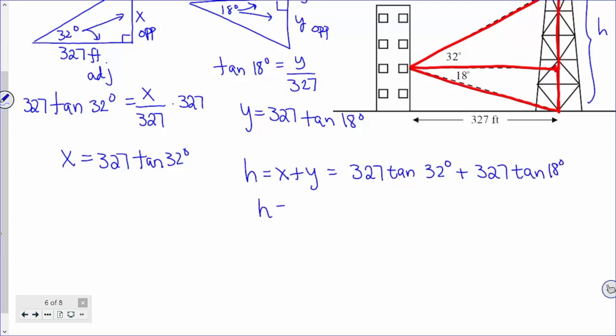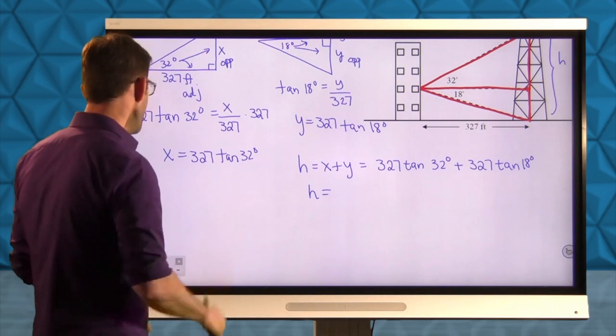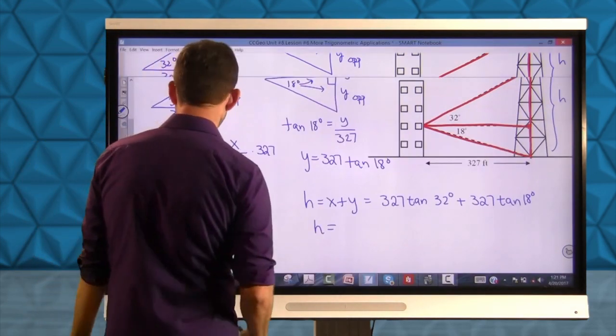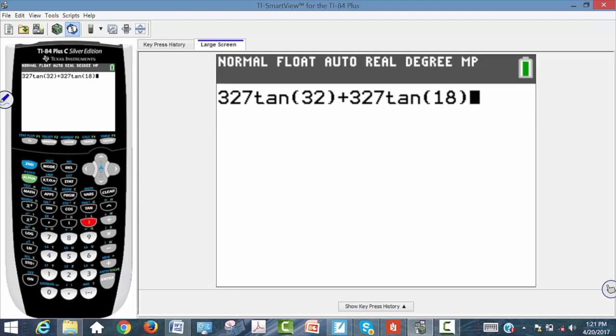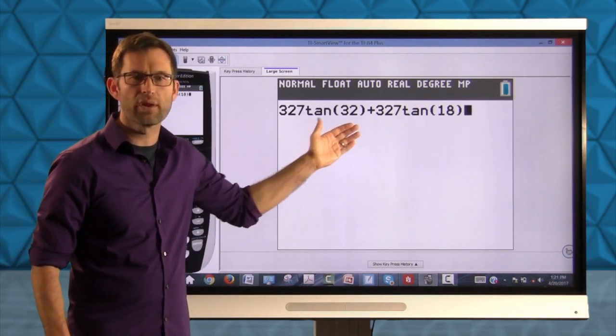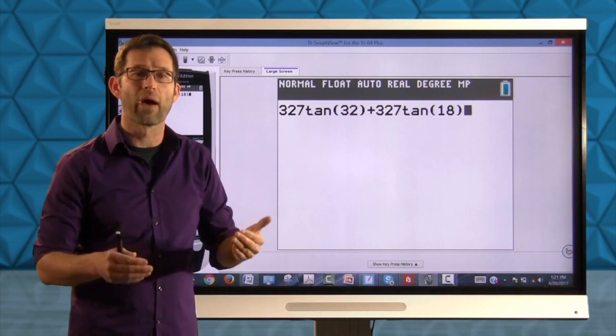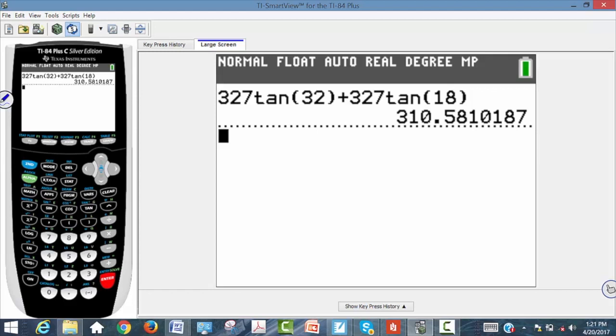So let's do it. Let's just put that calculation in all at once to our calculator. 327 times tan 32, 327 times tangent of 18. All right, here we go. Clear out my calculator. 327 times the tangent of 32, real important to close those parentheses, plus 327 times the tangent of 18, right? And by doing it this way, we avoid any kind of issues with rounding, and introducing what are called rounding errors. There's no need to, right? That's good enough. And there's the height of our tower, 310.58, etc.